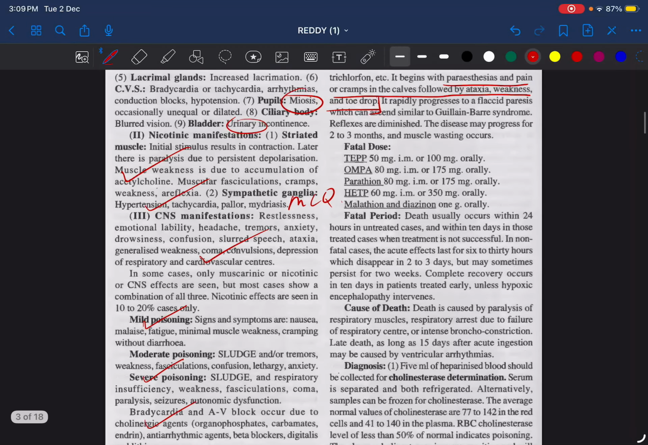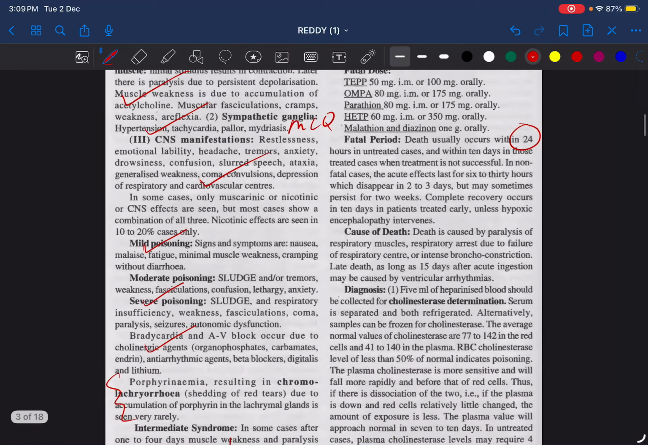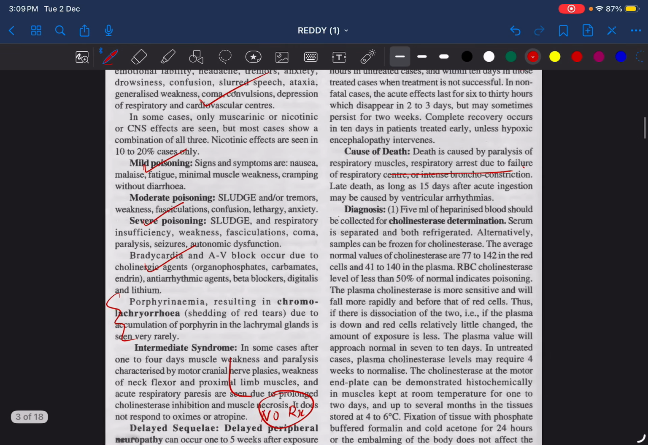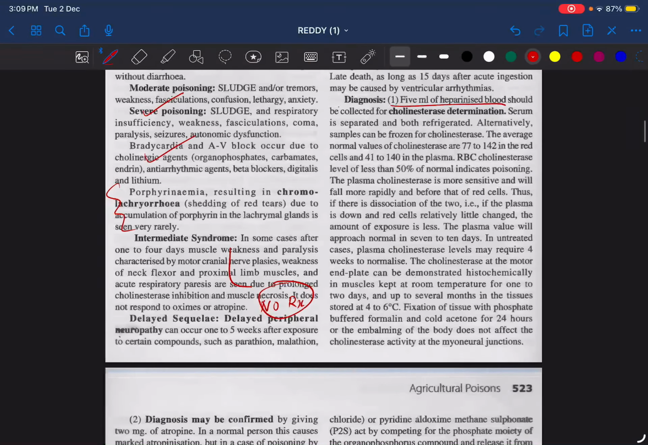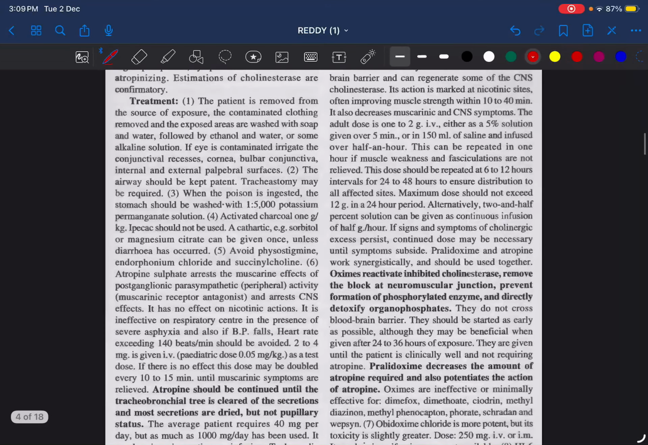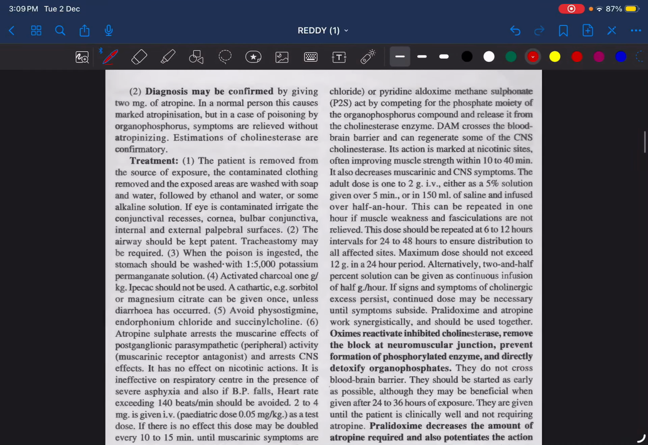Coming to the fatal period, remember, in an untreated case death will happen within 24 hours. The cause of death is respiratory arrest, respiratory muscle weakness, and respiratory failure. So coming to diagnosis, what is the diagnostic test? Always remember just one thing, that is cholinesterase determination. I told you, based on the cholinesterase level in the plasma, we classify the poisoning as mild, moderate, and severe.